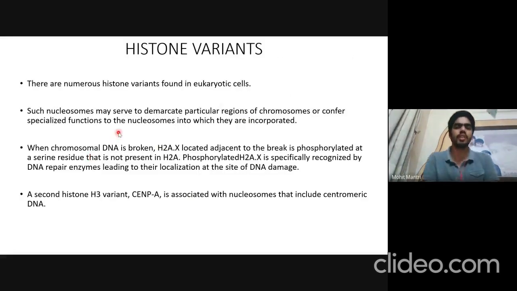Then comes histone variants. As I said, the histones present in a eukaryotic cell are H1, H2A, H2B, H3 and H4. But there are some variants of these common histones. Although most of the histone proteins are conserved, some variants are seen, and these histone variants may play many important roles. Such nucleosomes may serve to demarcate particular regions of a chromosome or confer specialized function.